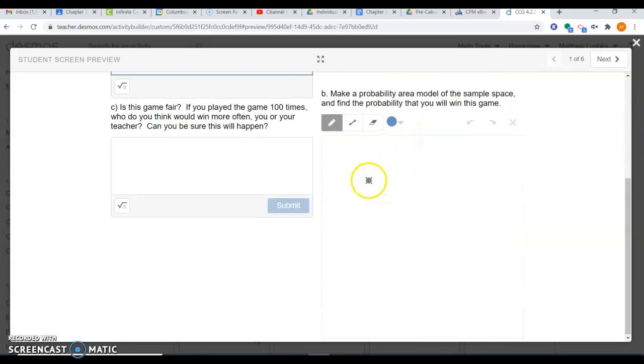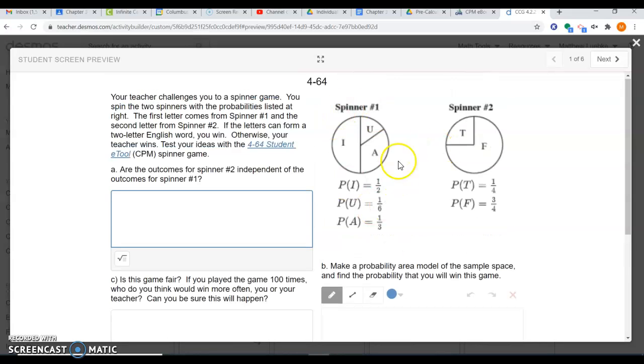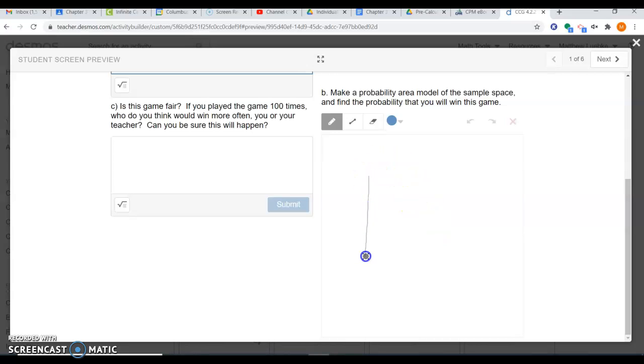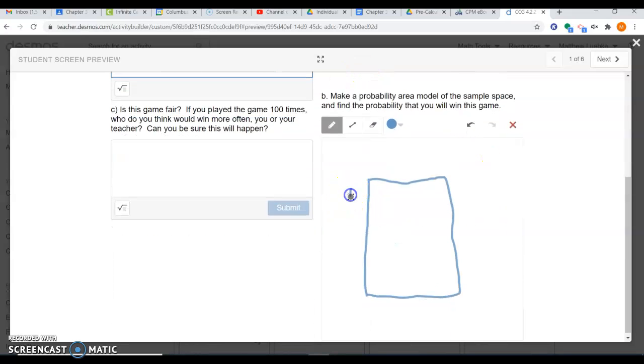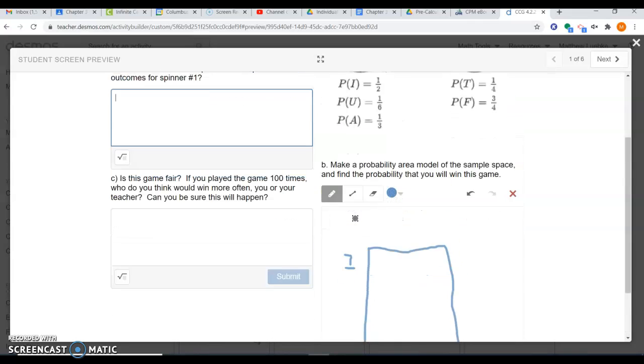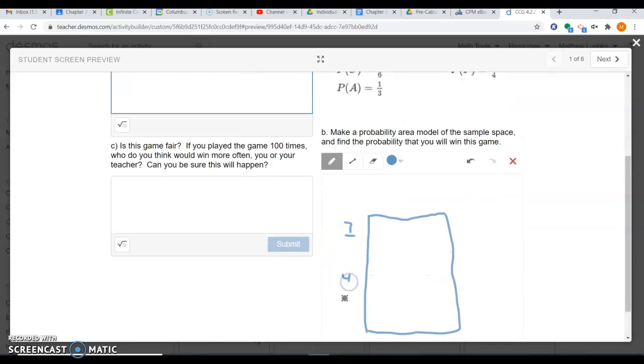Okay, well, the probability area model is going to look a little different than we saw on Monday and Tuesday because we have 3 letters here, I, U, A, and 2 letters here, T and F. When I make my probability area model here, and this is really sloppy, and I apologize, you can choose, but I'm going to put the 3 letters on the left and the 2 letters on top. So I have I, U, and A, and then I have T and F up top. And I'm going to split the table accordingly, so I have 3 horizontals and 2 verticals, okay?